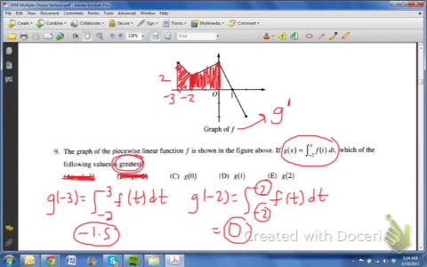G of 1 would be the area from negative 2 to 1, so that's going to be even bigger than it was when we just went to 0, because now we have even more area that we've added. And then G of 2, we would go from negative 2 to 2. Well, the difference between negative 2 to 1 and negative 2 to 2, we're subtracting area now. So this is actually going to be smaller than the total area we had between negative 2 and 1. So D would be the right answer.